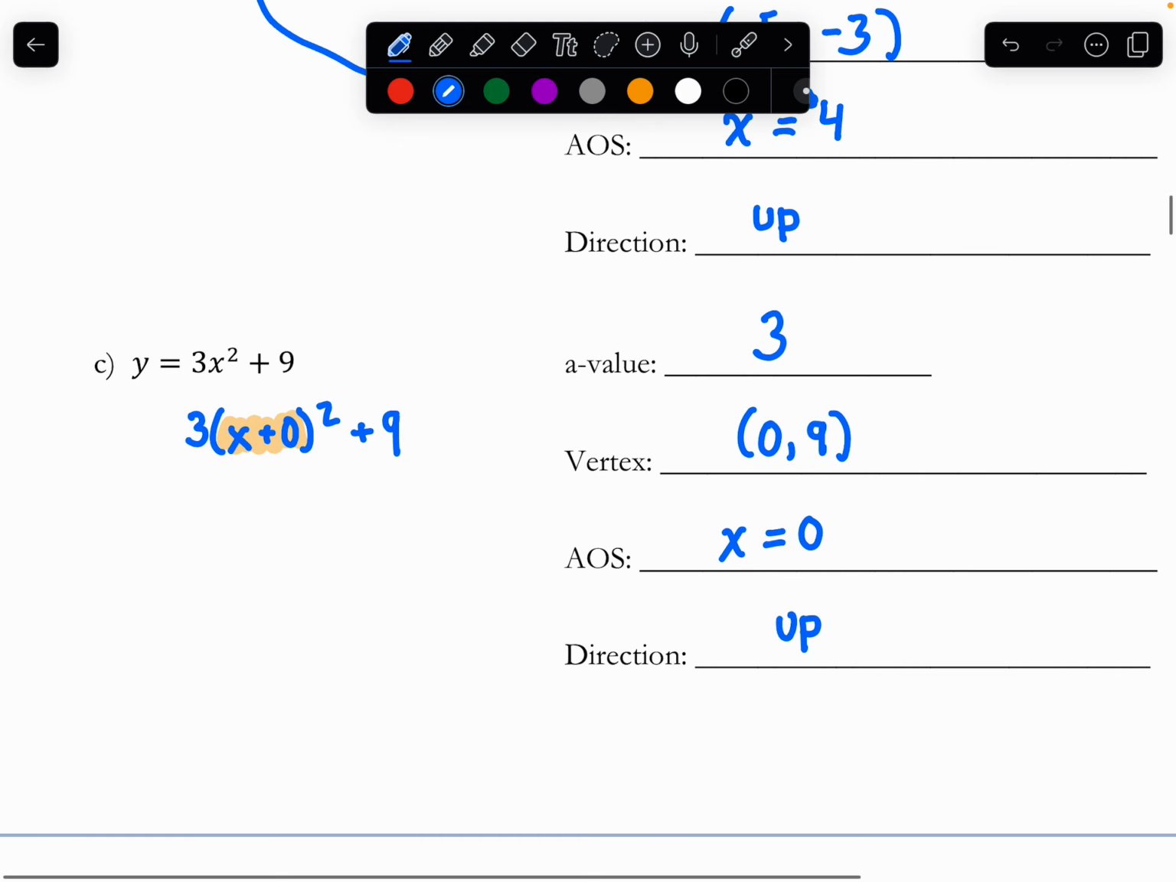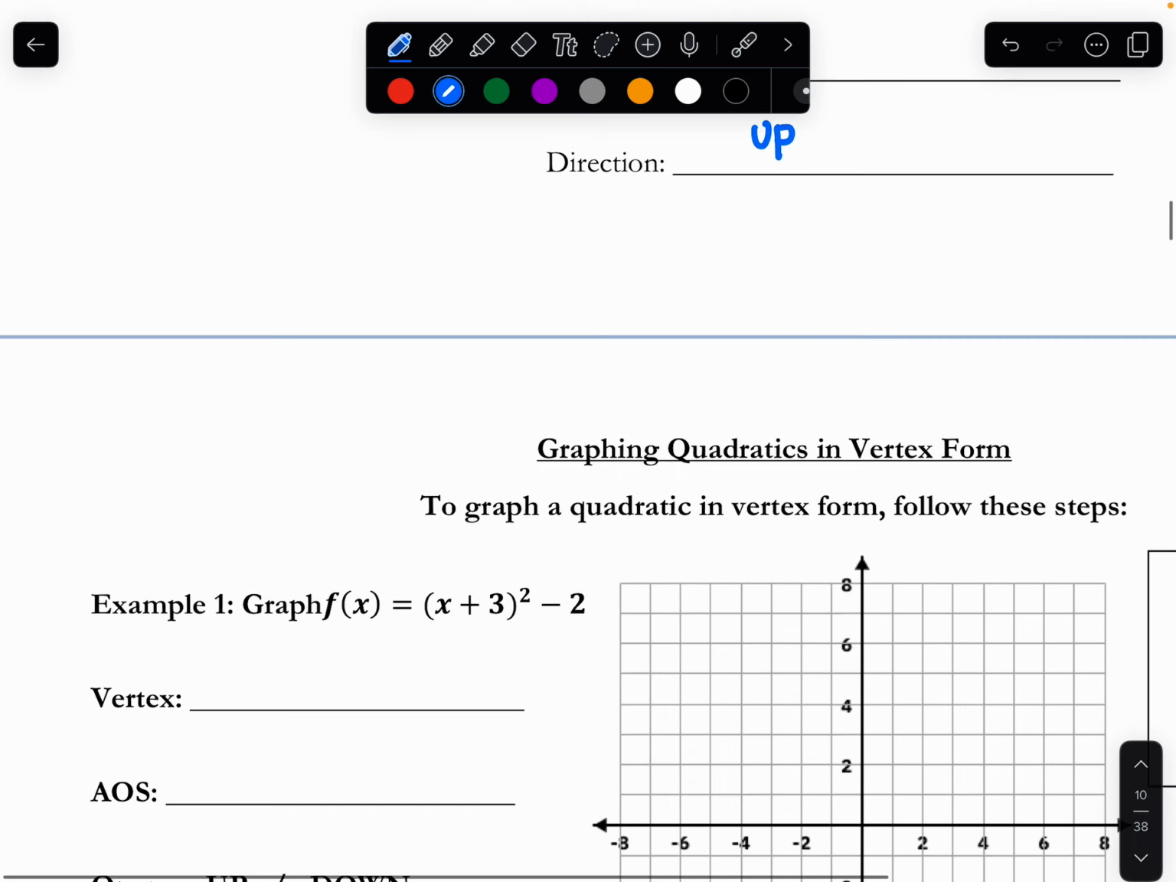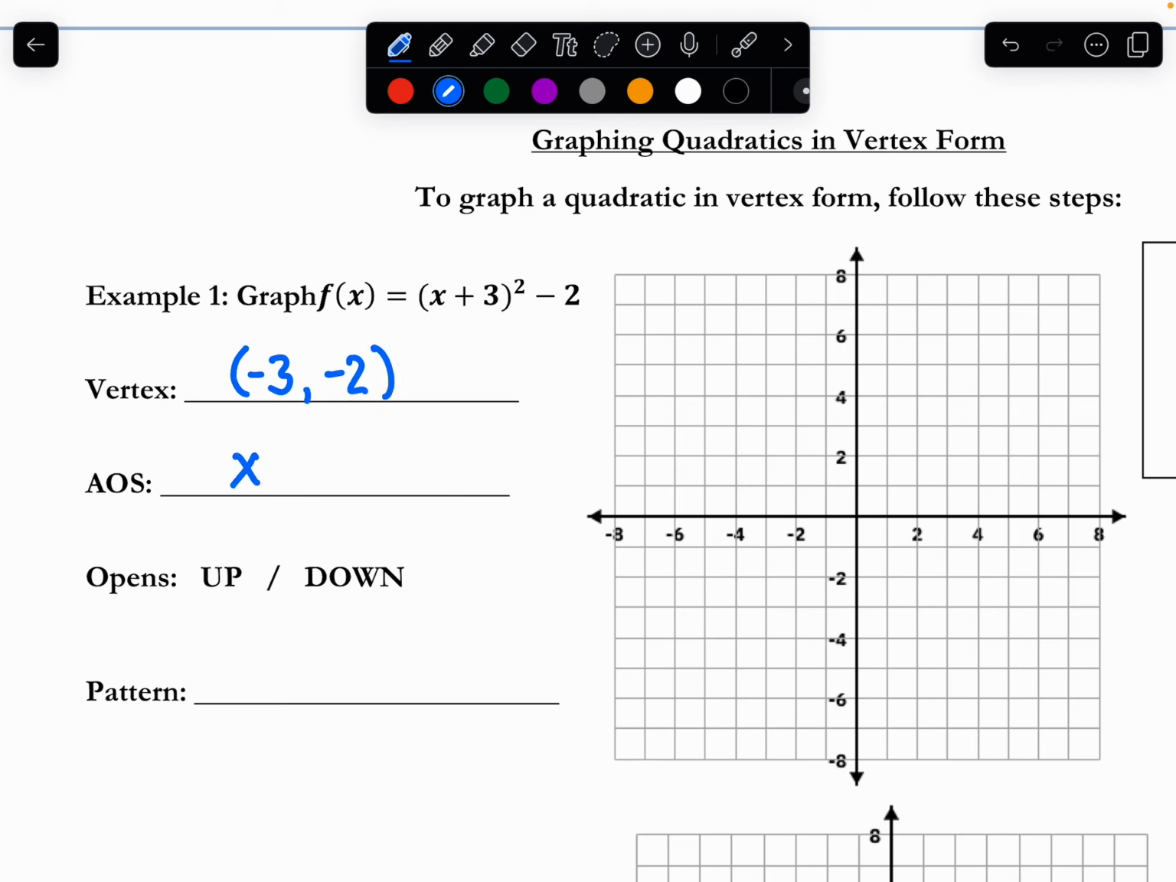All right, so those are just some identifying things. Now we're going to take some of those features and actually graph them. So here, my vertex is going to start at the opposite of H, so -3, -2. My axis of symmetry is at -3. This A value is a positive 1. I don't see anything in front of there, so that's going to open up.